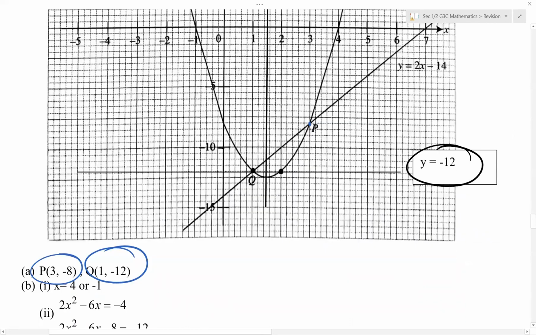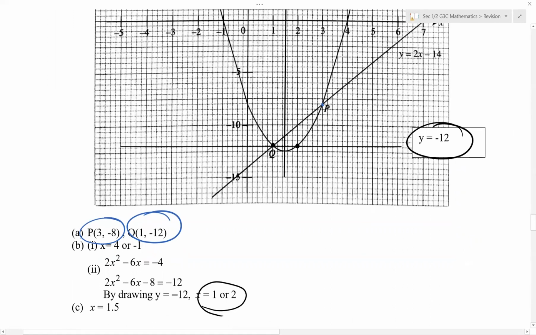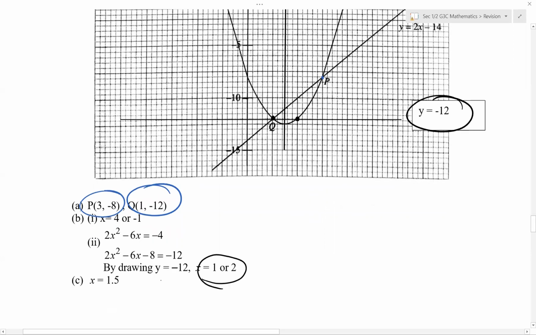No. Next one. Yeah, the other one. 1 or 2, is it? Yeah. According to the graph, 1 or 2. By drawing the line y equals -12, we find that the x values are 1 or 2. This is the solution.